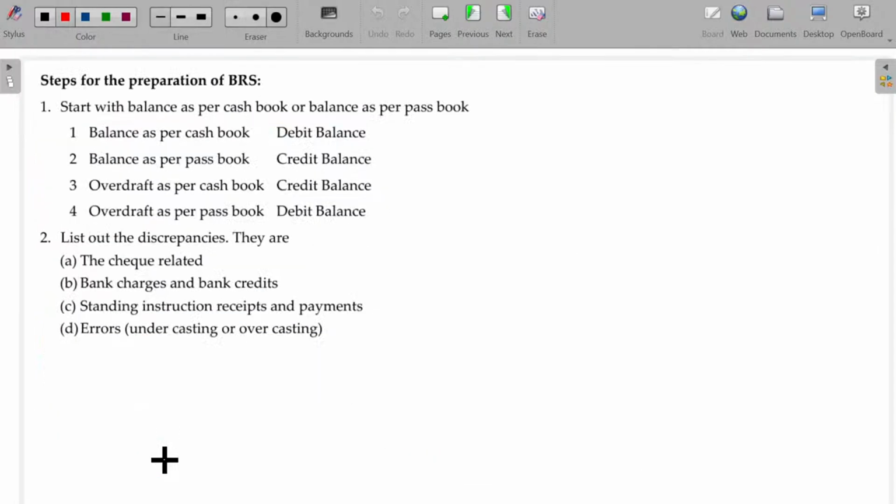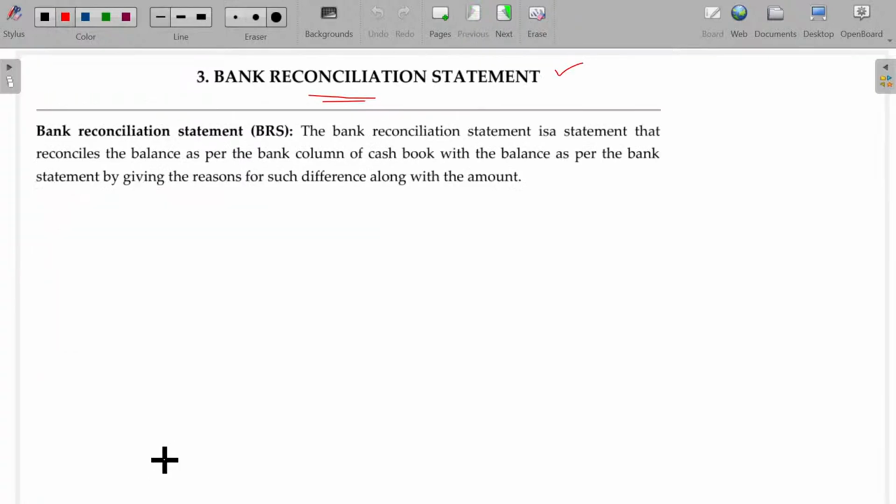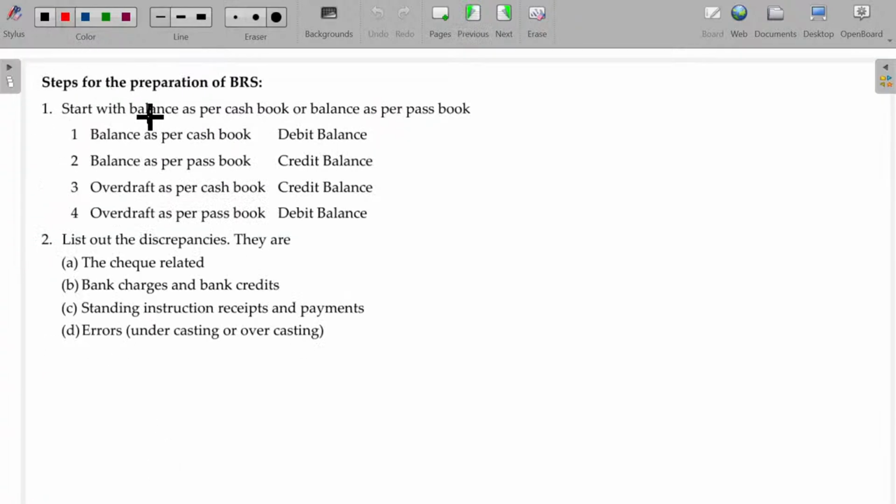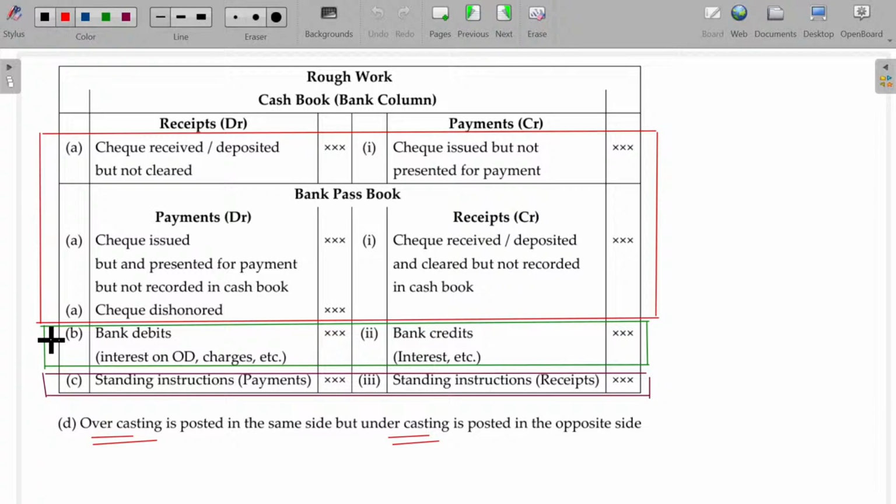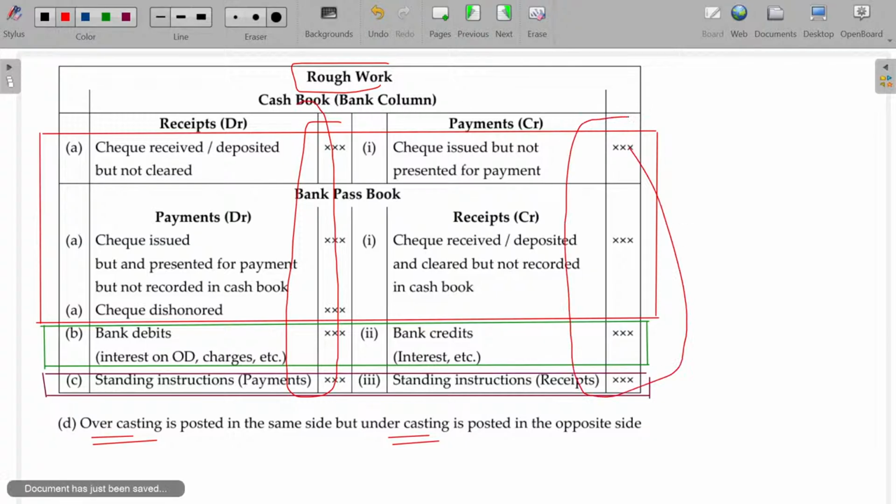Yes, once again, here I have given: start with balance as per cash book or balance as per passbook. It's your choice. And find out what should be the balance, whether it's a debit or credit in the beginning. From there, you can do the plus or minus. List out the discrepancies: check related, bank charges, bank credits related, standing instruction, receipts and payment, error related. These are the four reasons. Based on the four reasons, you can group this. This is the rough work where this will be called as debit balance, this will be called as credit balance.